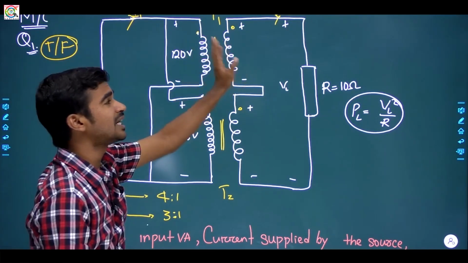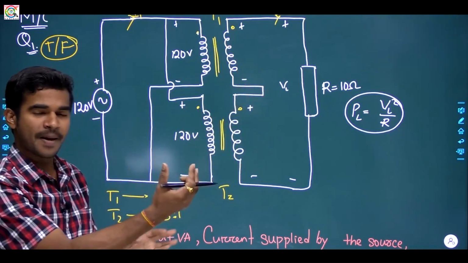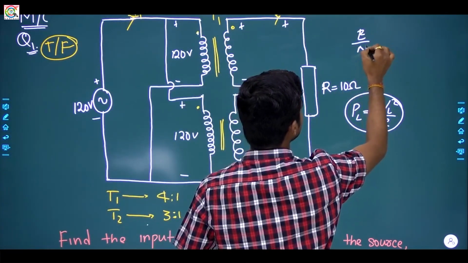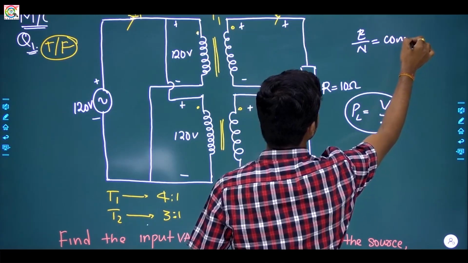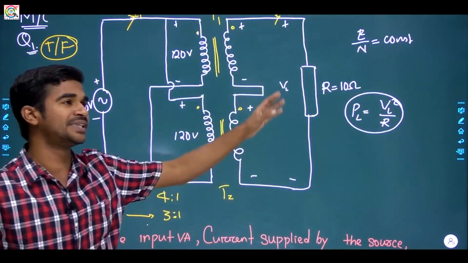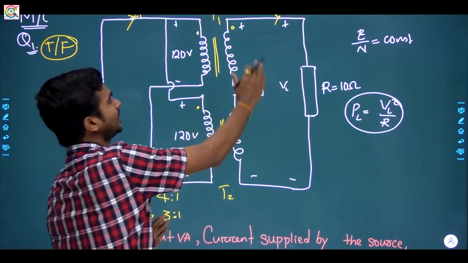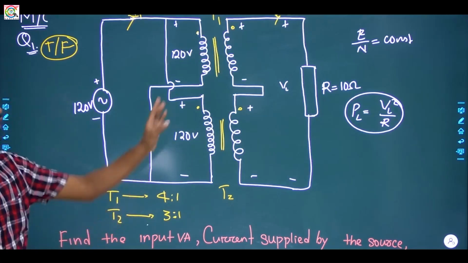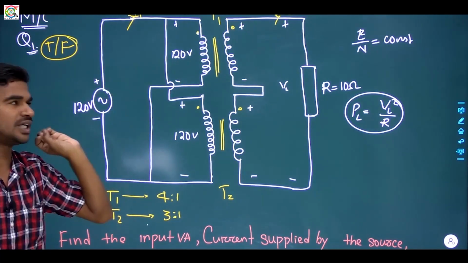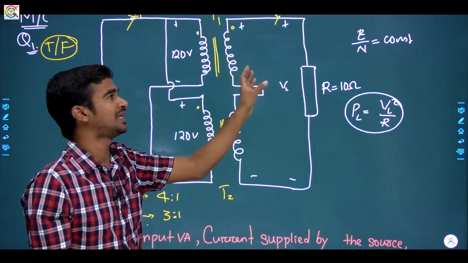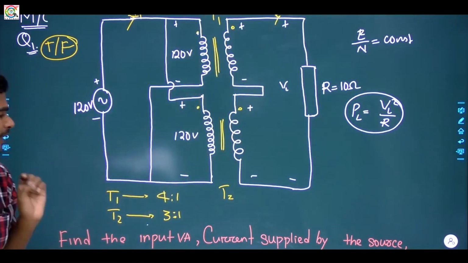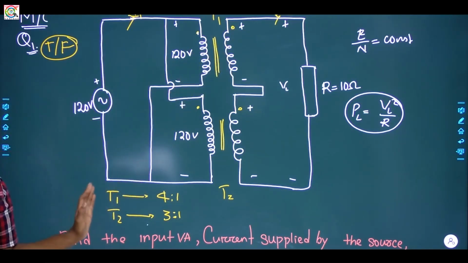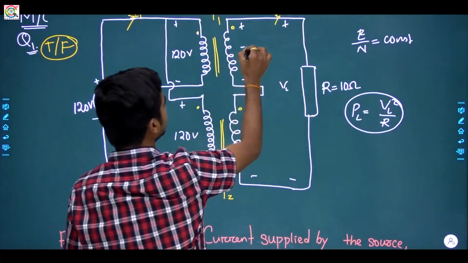So tell me, from the turns ratio, EMF per turn is constant. So from this relation, what will be the induced voltage in the secondary of the transformer T1? The primary side voltage is how much? 120 volt. So the secondary side voltage of the first transformer will be how much? 120 by 4, that is 30 volt.